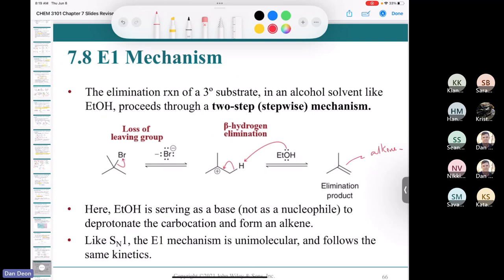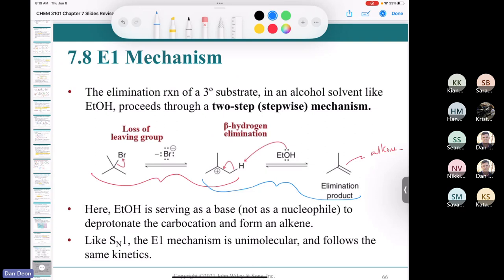So it says the elimination reaction for the tertiary substrate in an alcoholic solvent like ethanol proceeds through the two-step mechanism. So it's two steps, right? So one at a time, okay? So that's why we call it an E1 at a time. So the first thing is that we have our loss of leaving group. So that's step one. And then in step two, ethanol, instead of acting like a nucleophile, it behaves as a base, and it abstracts a beta proton in order to produce an alkene.